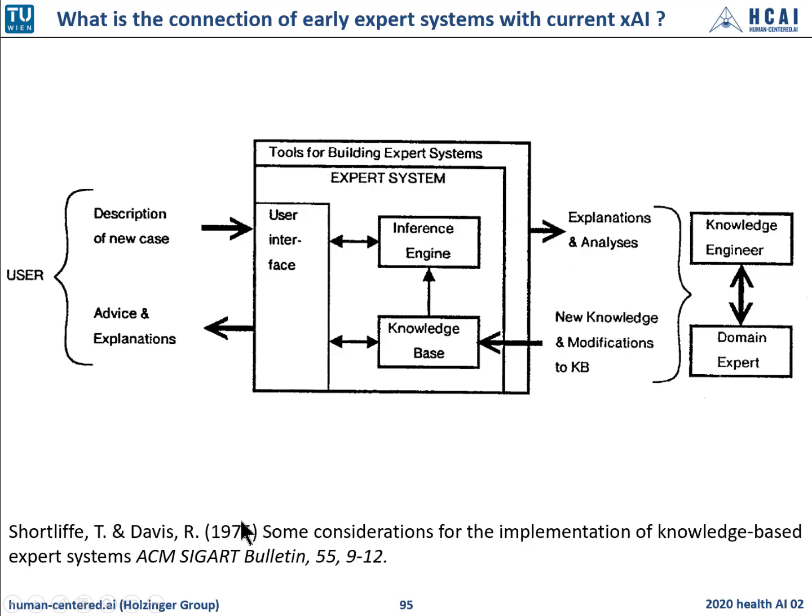This image is not recent. This is 1975, and you see explanations and analysis. You see also the user interface, and you see also descriptions of new case and advice and explanations back, and these human-AI interfaces. So this is 1975. This is really very amazing. And this explanation-based, and here this overall structure. So actually this is a good example for a solution in explainable AI. The user could receive advice and explanations on demand.